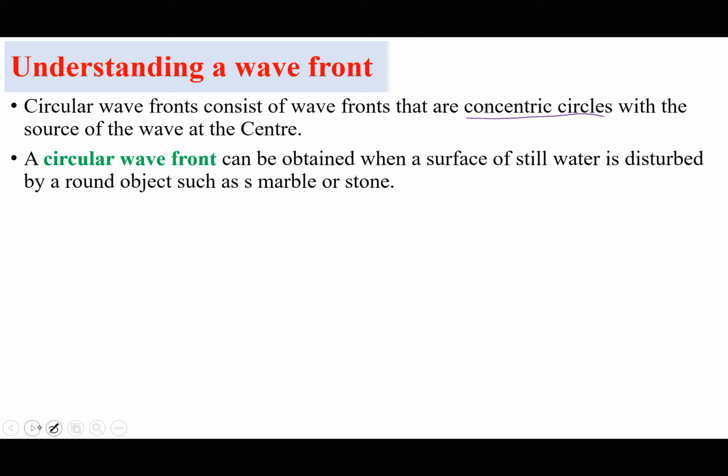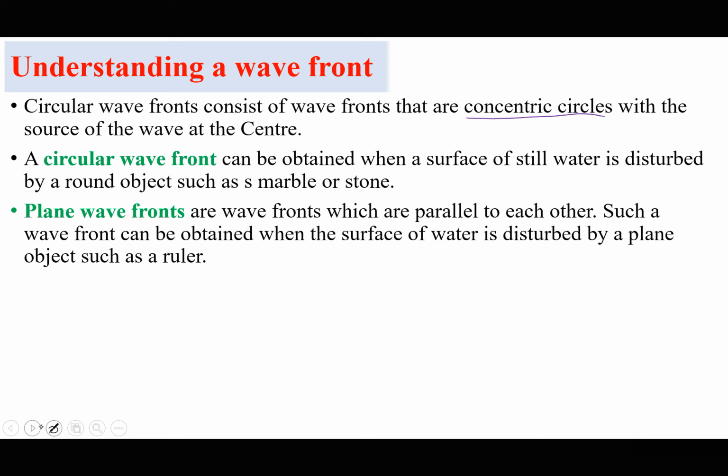If we want plane wavefronts, because plane means straight, plane wavefronts are wavefronts which are parallel. That's why we call them plane. They are parallel to each other. Such a wavefront can be obtained when the surface of water is disturbed by a plane object, such as a ruler.